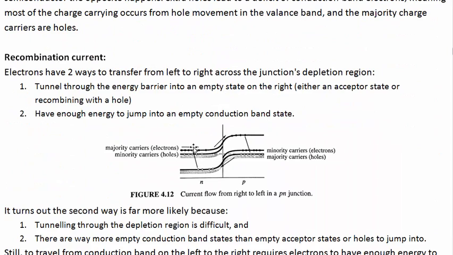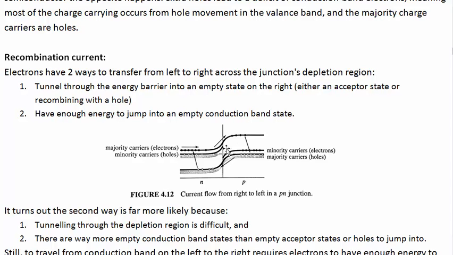On the left-hand side, since most of the charge carriers are electrons, we call that the majority charge carrier. On the right-hand side, the majority charge carrier is holes, because there's an extra abundance of holes there. Now, the electrons on the left-hand side, there's a couple of ways they could get over here onto the right-hand side. One way is that they could just tunnel through this energy barrier. So there's some spots over here. Maybe they could jump into one of these acceptor states, or they could jump into the valence band states over here and recombine with a hole.